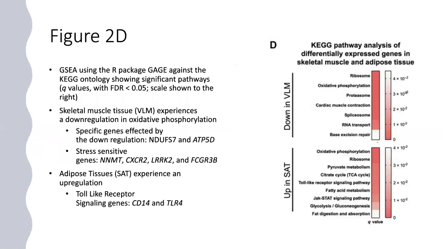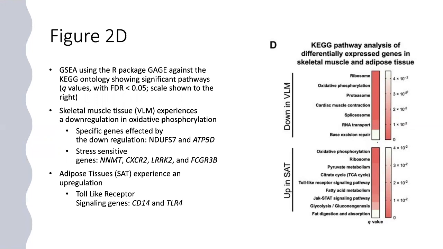So for figure 2D, the KEGG pathways were analyzed using the statistical program GAGE to produce a GSEA showing the most significant genetic regulatory pathways that were affected by acute sleep loss. The analysis is separated into its two respective tissues and is flanked by parallel columns. On the left is the corresponding Q value for each entry with the complete list of all up and down regulated pathways in each tissue. And on the right is the scale.